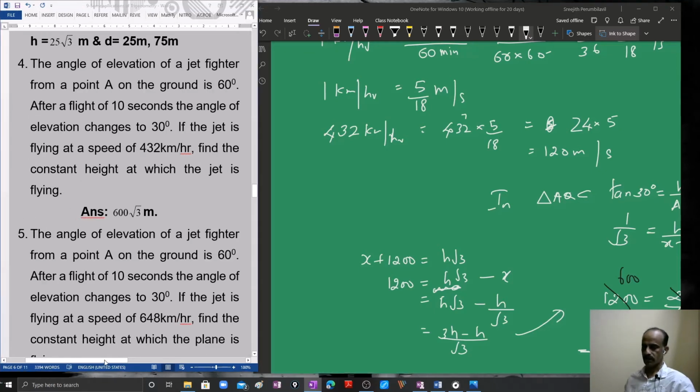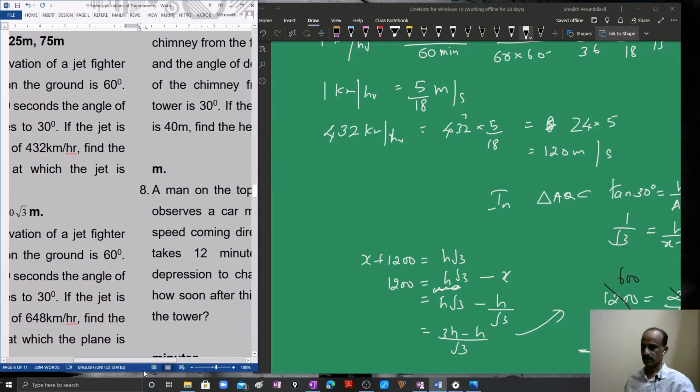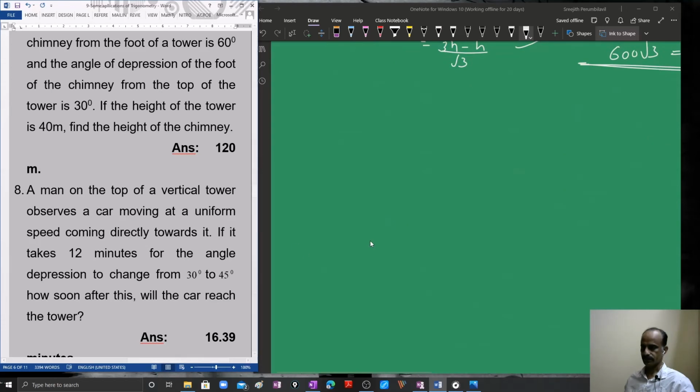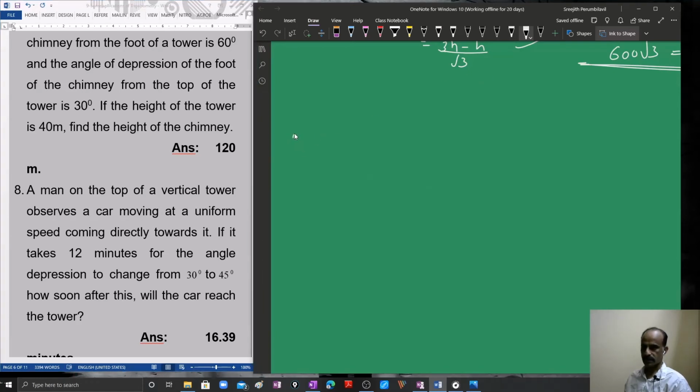Now we will go to question number 8. Question number 8. A man on the top of a vertical tower. A man is standing on the top of a vertical tower. The height of the man is not mentioned. Observes a car moving at a uniform speed directly towards it.